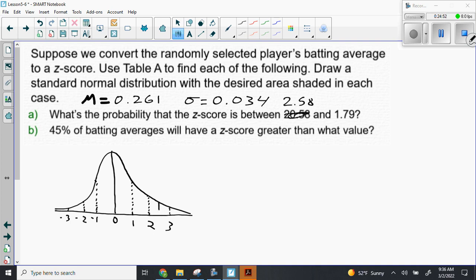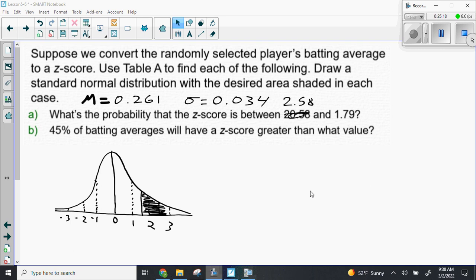So 2.58 is right there. And 1.79 is about there. So what we're looking for is the area of this shaded region. We can get that from our calculator, or we can do it with our table. Let's go ahead and go to the calculator and show you guys the trick to do this.